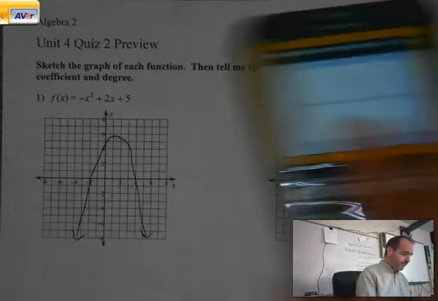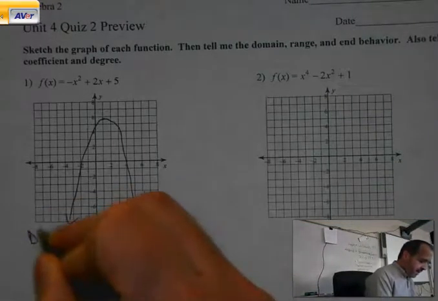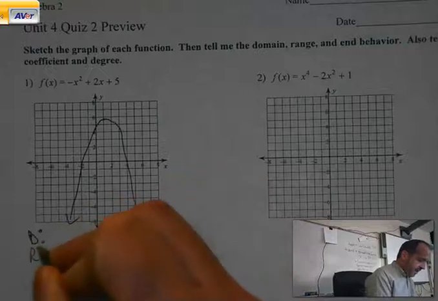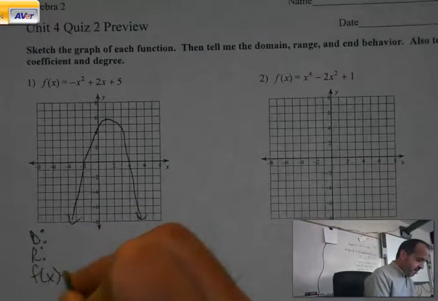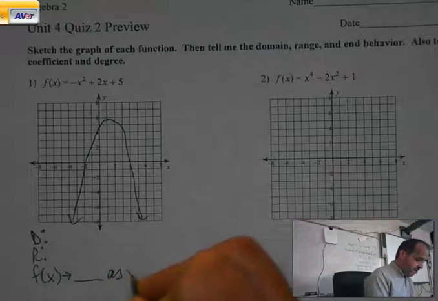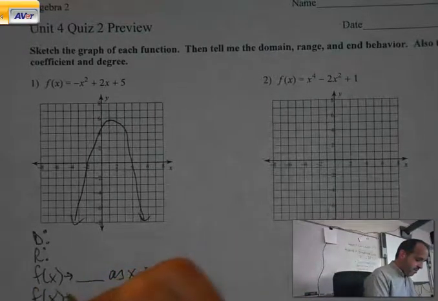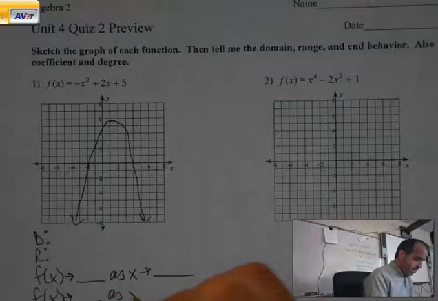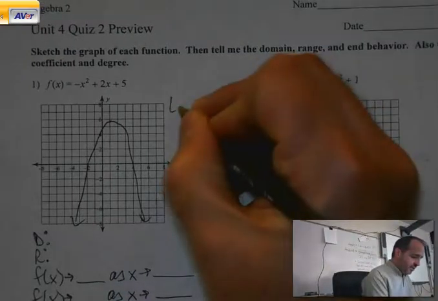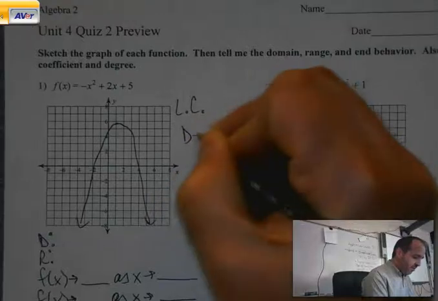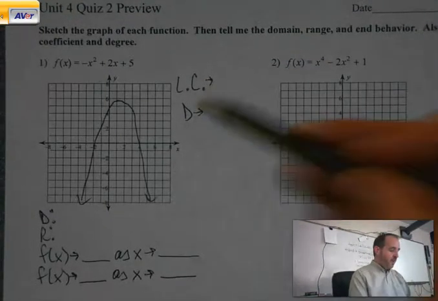All right. So we need domain. We need range. We need end behavior. And the lead coefficient and the degree. Holy moly. Okay, let's deal with these two first.